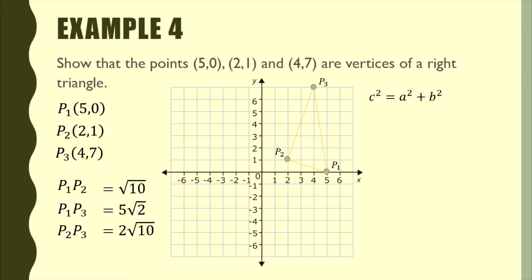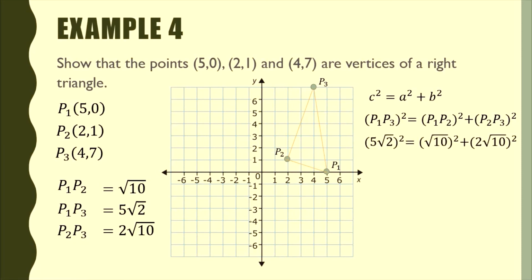Now if you will compare it to the figure, our C is represented by p sub 1 to p sub 3. Our A is represented by p sub 1 to p sub 2, and our B is represented by p sub 2 to p sub 3. Now let's substitute the values. So this becomes 5 square root of 2 squared is equal to the quantity of square root of 10 squared plus the quantity of 2 square root of 10 squared.